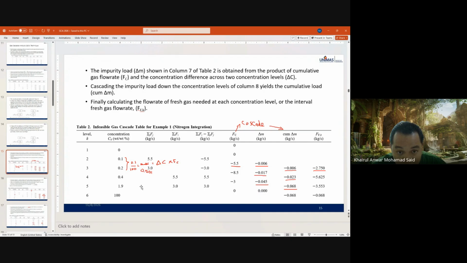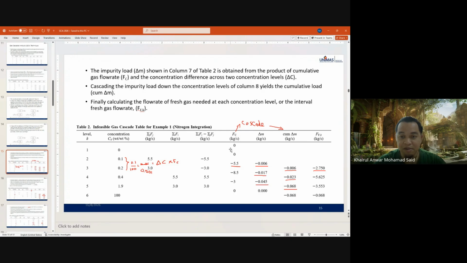0.1 divided by 100, because this is in percent, and you get delta C equal to 0.001 times FC, then you get equal to 0.006. Then you do the cascading for the cumulative delta M. So how many cascading you need to do? FC with the interval net flow rate and going to delta M, based on the delta M, of course. Cascading.